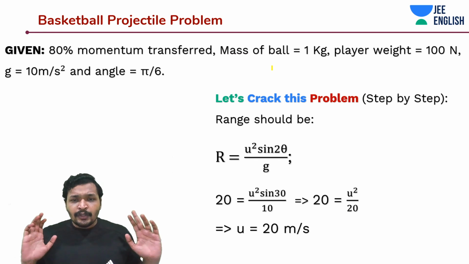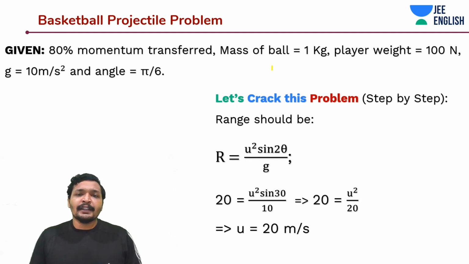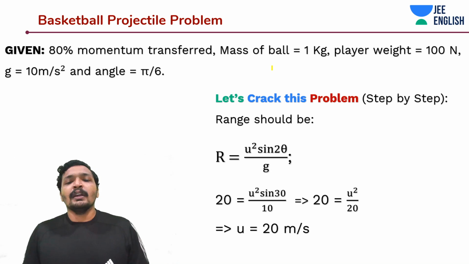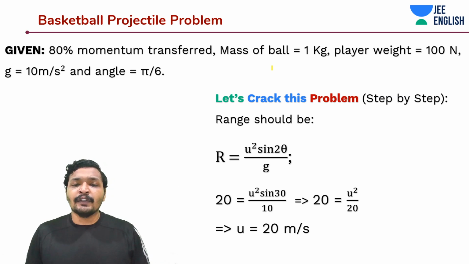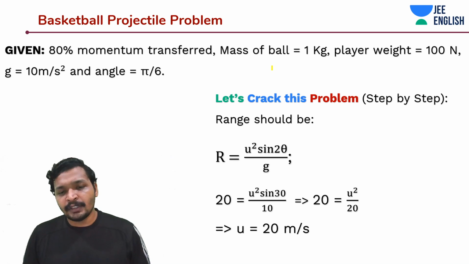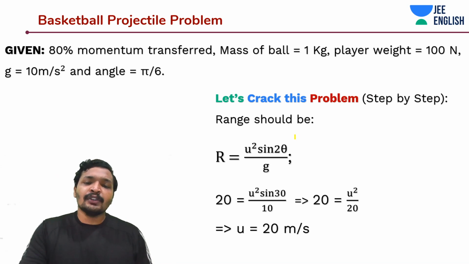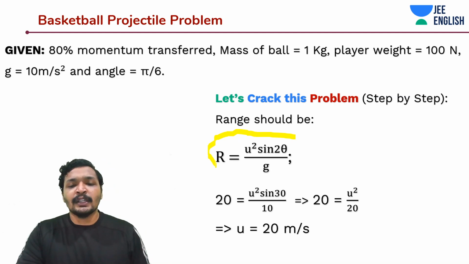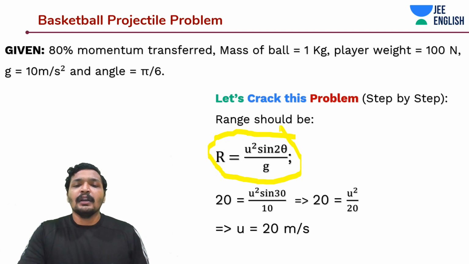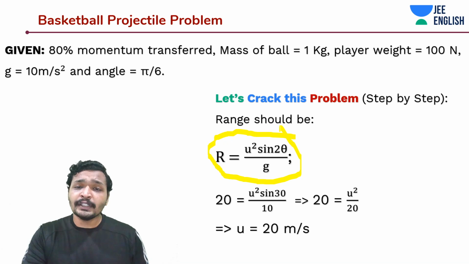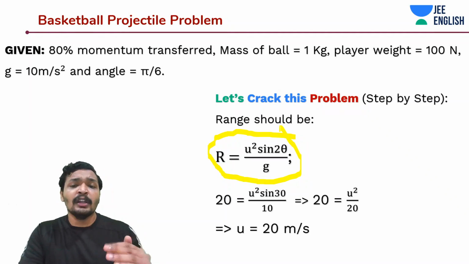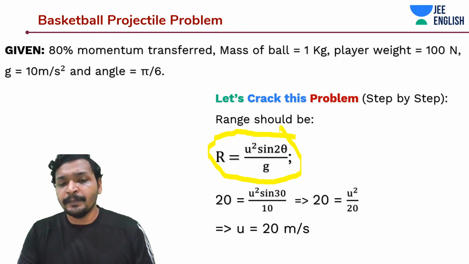Everything is given to you, and you should be working around the range. So you basically write down the equation for range, from your memory, or just apply Newton's equations of motion. You'd get that the range is equal to u squared sine 2 theta by g. And what you need to do now is find out the u of the ball, the initial velocity of the basketball.